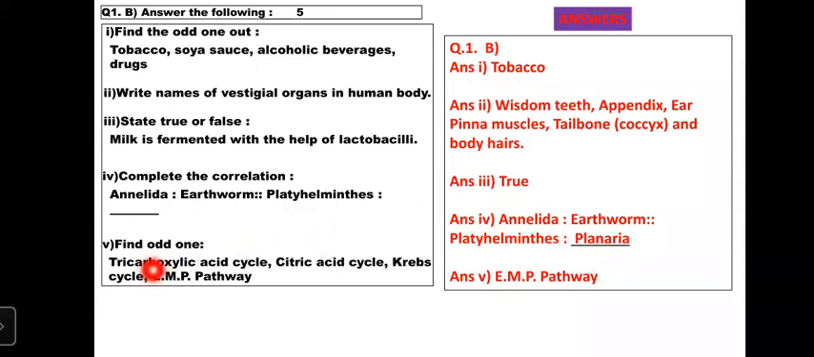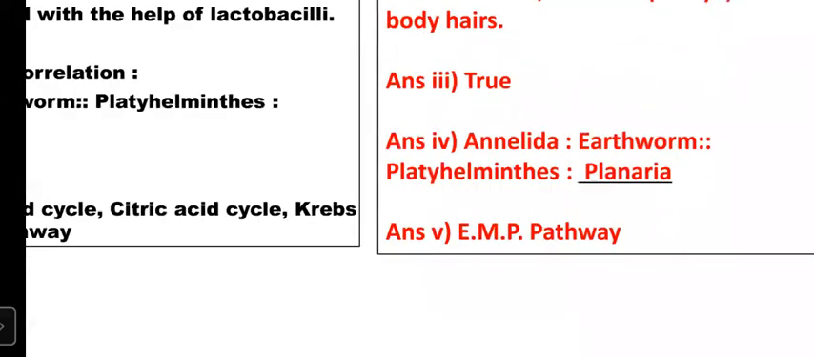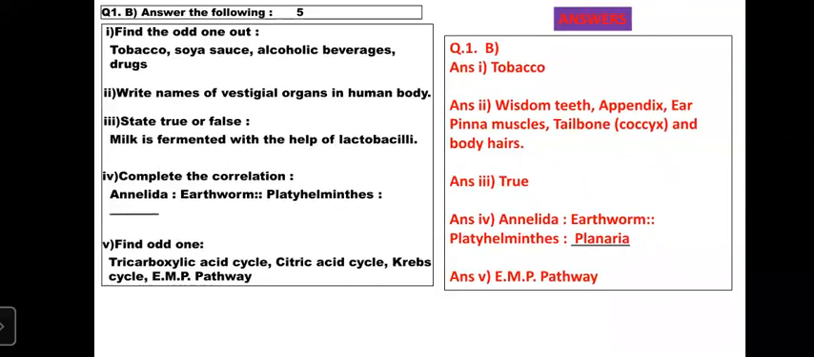Next one, find the odd one out: tricarboxylic acid cycle, which is also called TCA cycle, citric acid cycle, Krebs cycle, and EMP pathway. So which one is the odd one out here? TCA cycle, citric acid cycle, Krebs cycle are the names of the same process. They are different names of the same process. So the odd one out here is the EMP pathway. So how are we going to write? Answer 5, EMP pathway. So this is how you are going to attempt question number 1B.